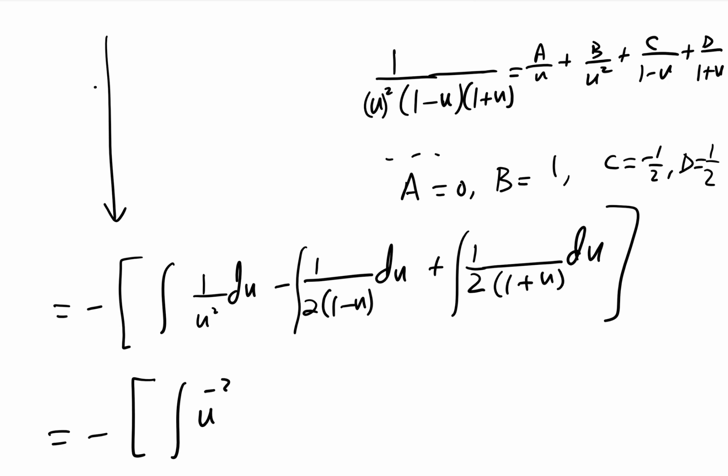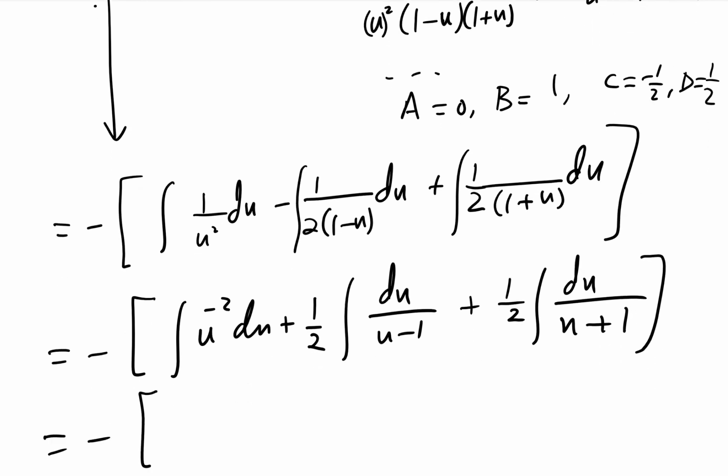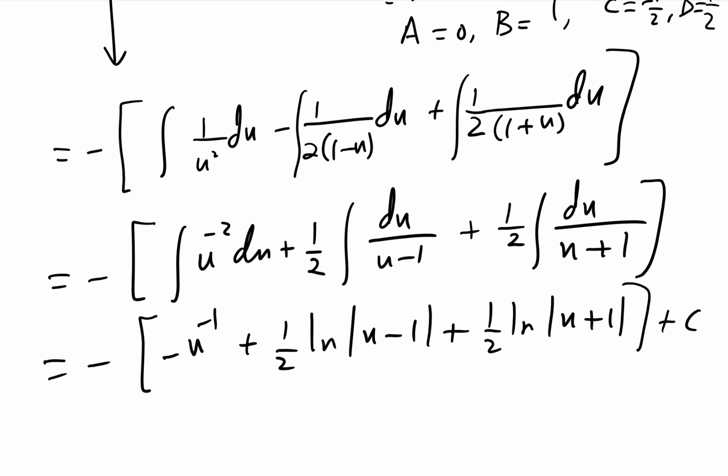This one you can move up, du, pull the 1/2 out, and notice you can swap this to make it positive. Instead of 1 minus u, make it u minus 1. And then pull the 1/2 out, du over u plus 1. Ready to be integrated: u to the negative 1 over negative 1, 1/2 natural log of this, 1/2 natural log of that. You can put the plus c later. And then you substitute the u back in, and go back until you get to the x. Easy?